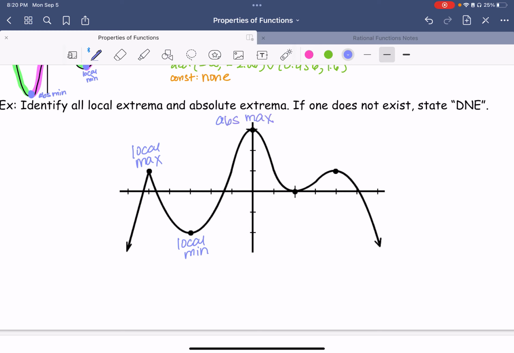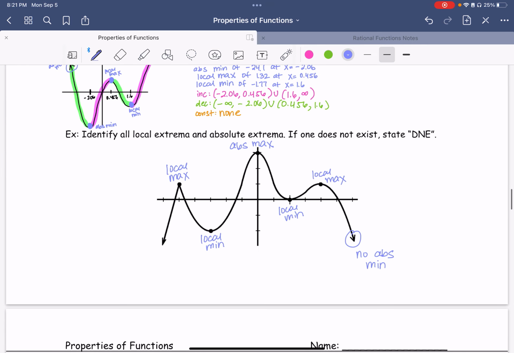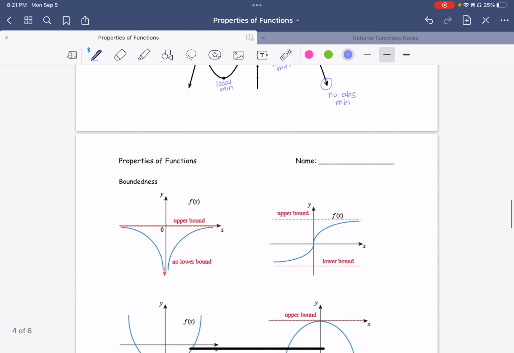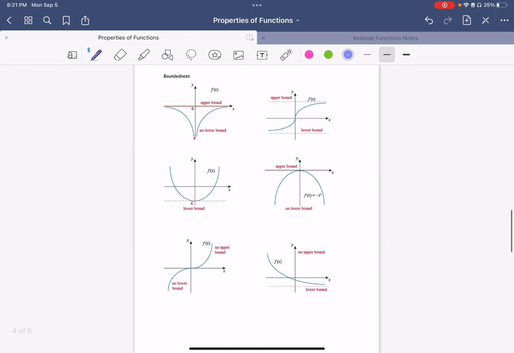The next one is a local minimum. Again, there's not going to be an absolute minimum because of these arrows that go down. Okay, and then this one here has to be a local maximum. Okay, moving on to the next page. So this one is kind of more just like a visual thing.